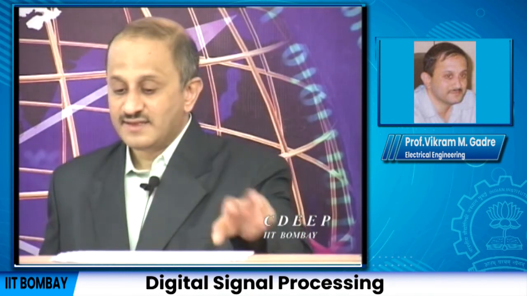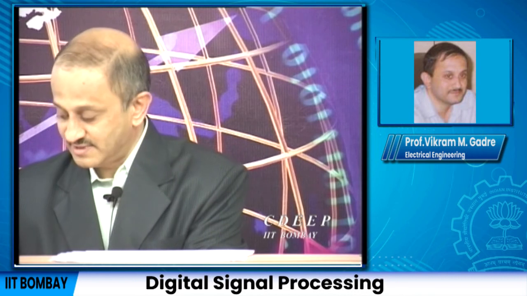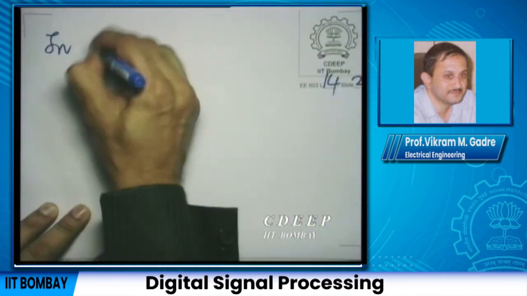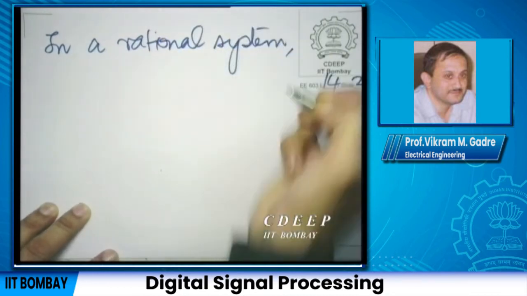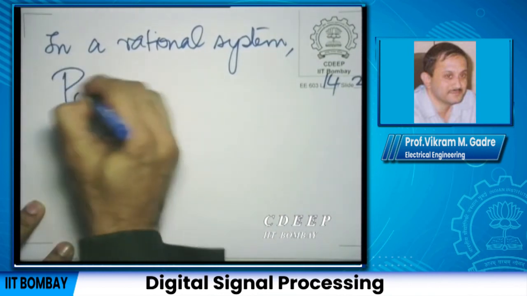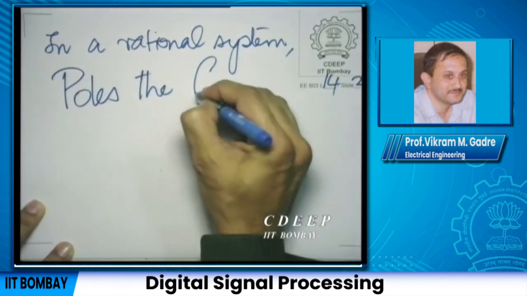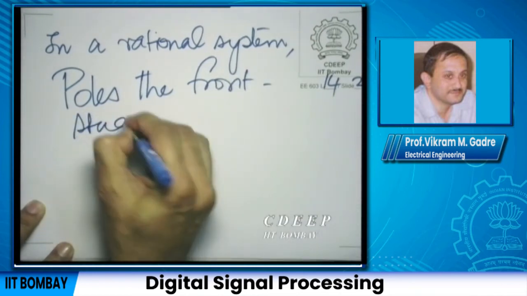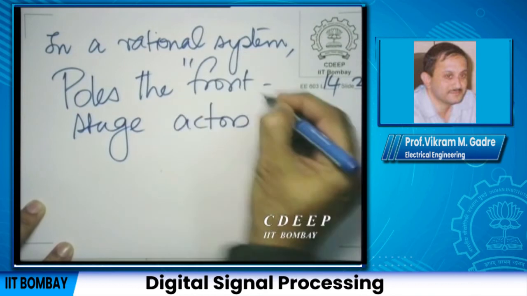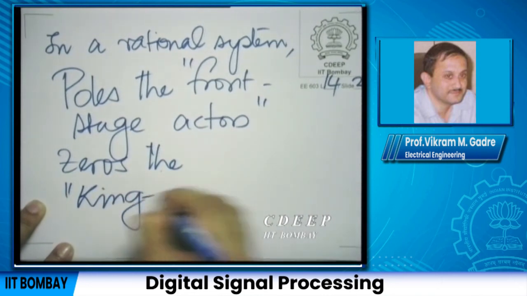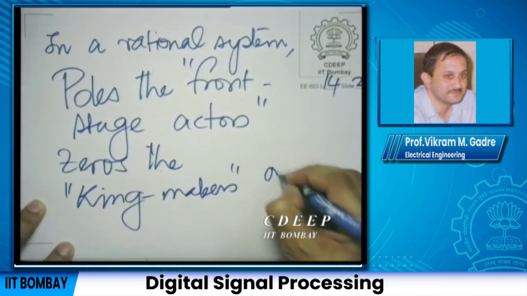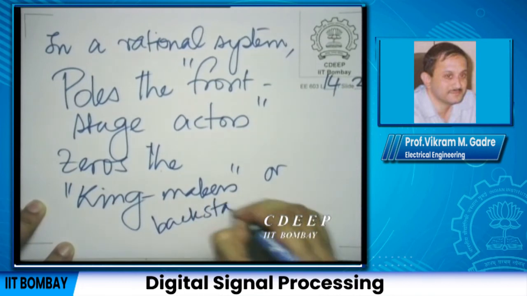Anyway, the poles are very important. If you have a linear shift invariant system, now we have defined what a rational system is. So, in a rational system, we call the poles the front stage actors and the zeros the kingmakers or backstage manipulators.